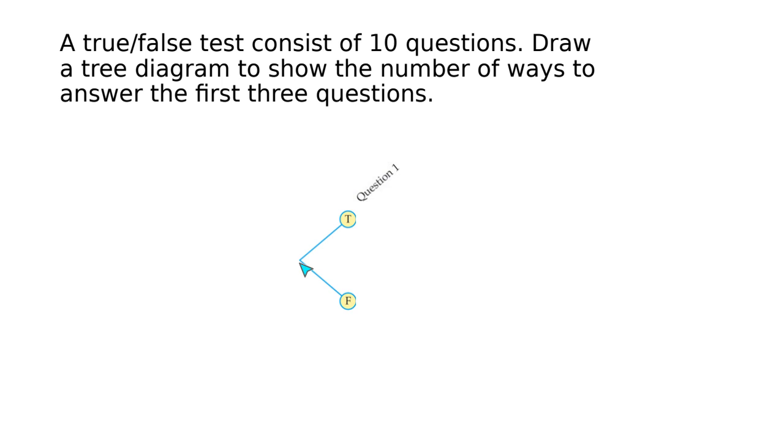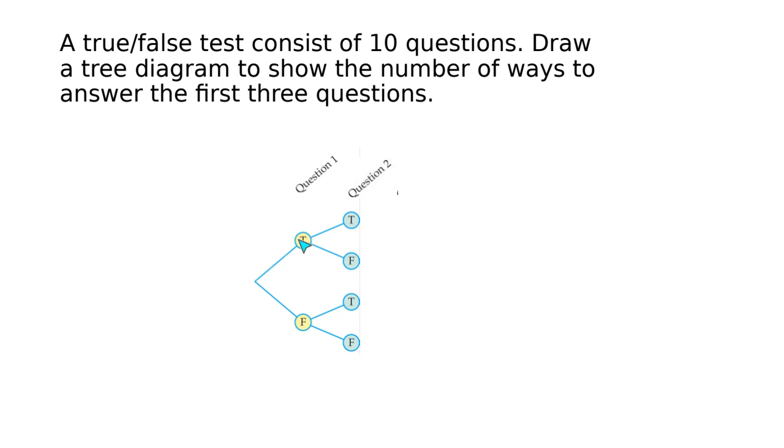So we're taking this test and you can either answer true or false. There's 10 questions and we're only interested in the first 3 questions. So for question 1, a person can either answer true or they can answer false. Okay. So let's say that this person answered true for question number 1. Now for question number 2, what are the choices there? It's still going to be true or false. But if that person answered false, then they can still either answer true or false for question number 2.